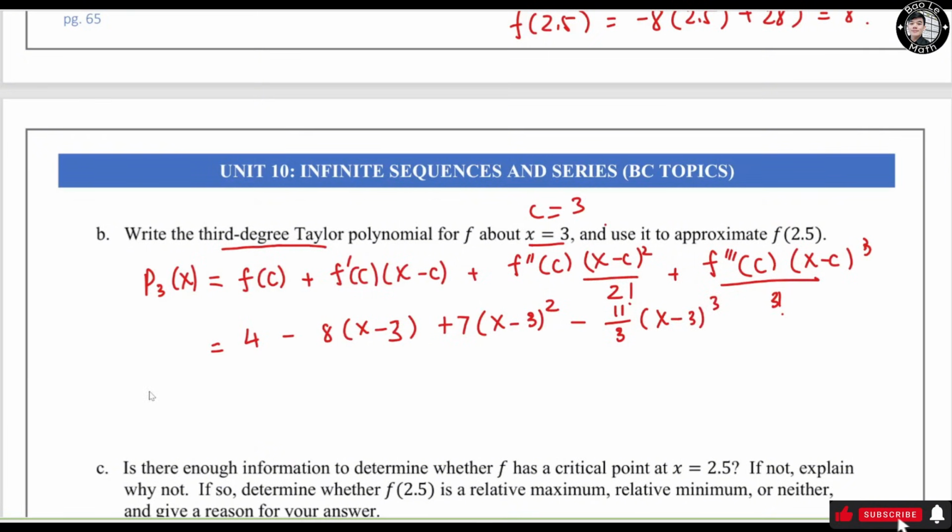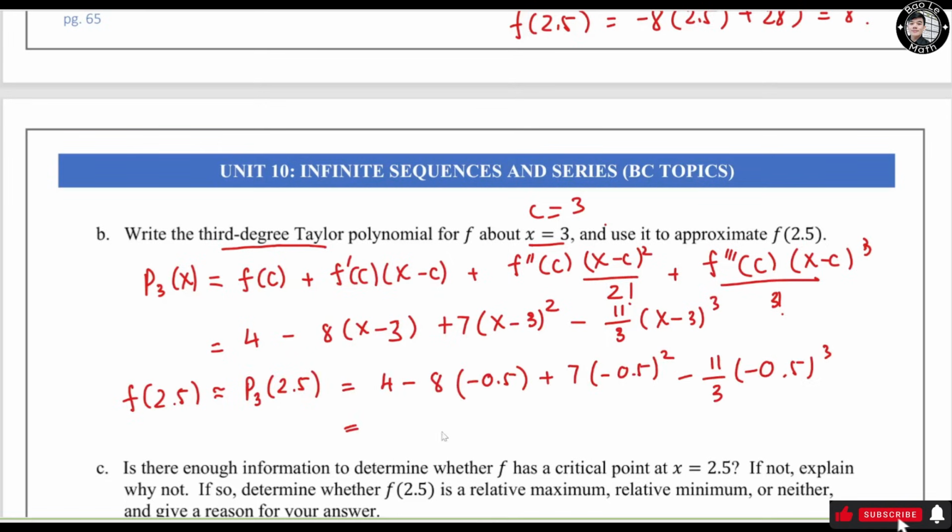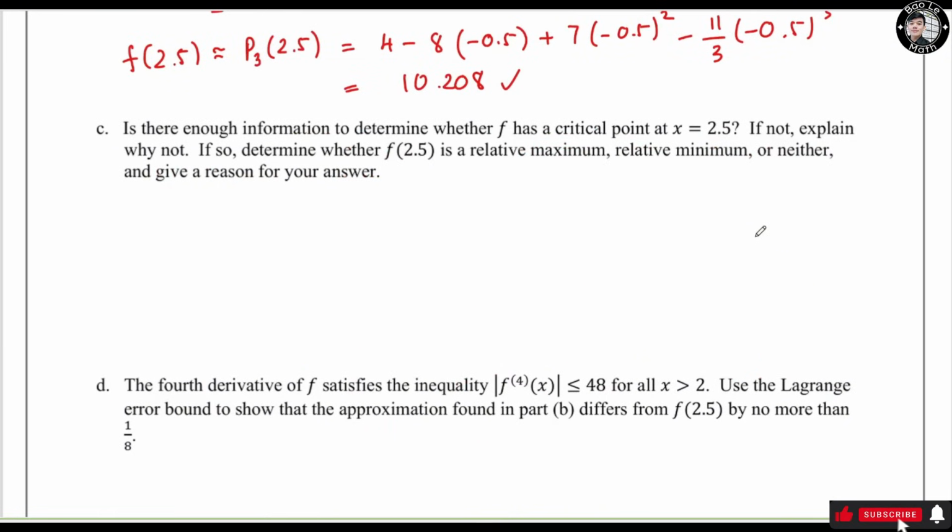Now you need to approximate f of 2.5, right? So f of 2.5 is approximately p sub 3 of 2.5, right? So it's going to be, if you use the calculator, the answer is going to be around 10.208, right? Now question C.